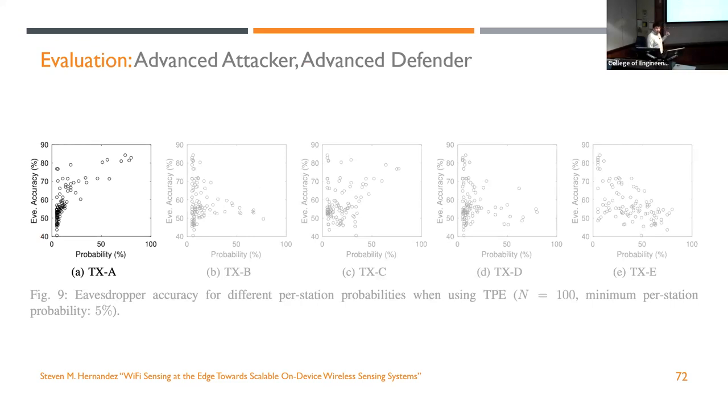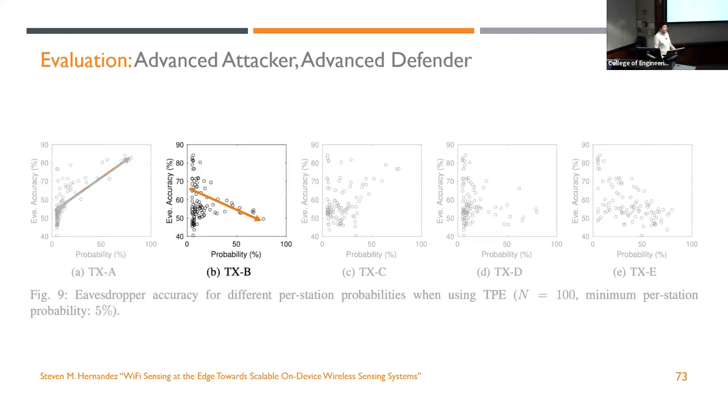So when we apply this, we end up with these plots here. Let's look at the first one. On the x-axis, we can see the probability for the transmitter A antenna. As we increase that probability, the accuracy of the eavesdropper also increases. So again, we don't want to transmit too much from transmitter A. We want to reduce that. Compare that to TX B, where we get a general downward trend in the accuracy for the eavesdropper. So we want TX B to be used more often.